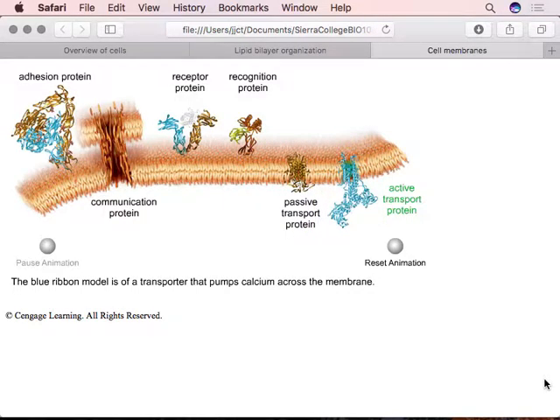Okay. You don't have to worry about every single protein that's in this animation. This is to give you a window into the proteins. The proteins that you need to know about are the ones that are listed in the PowerPoint that are underlined. Okay?